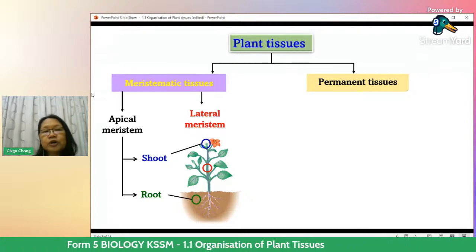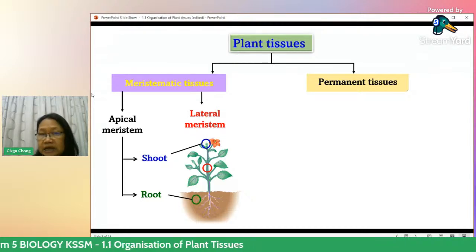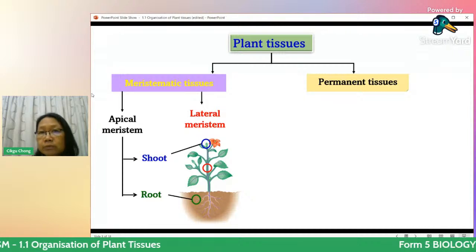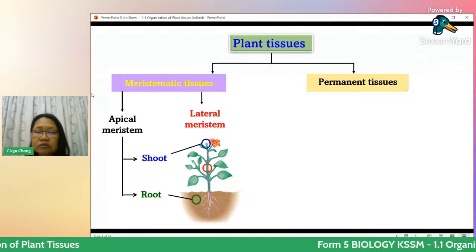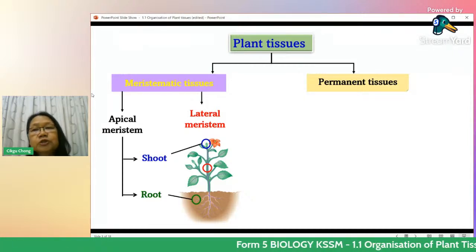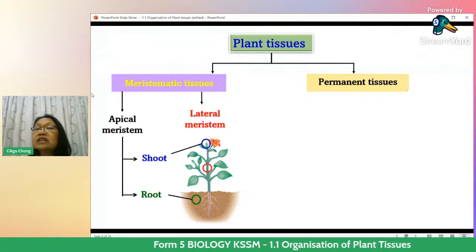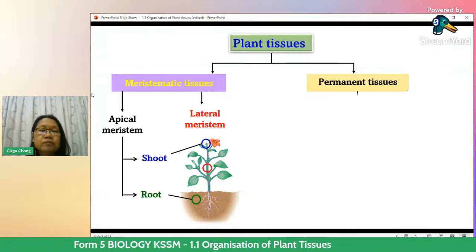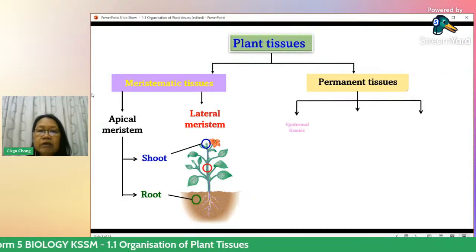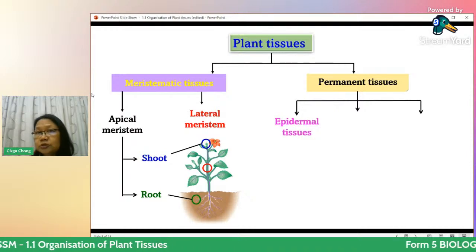All right, so you have the apical meristem and the lateral meristem. I will go through this in 1.2, the next lesson. Now today the focus is on permanent tissues. There are three types of permanent tissues. First of all is the epidermal tissue.